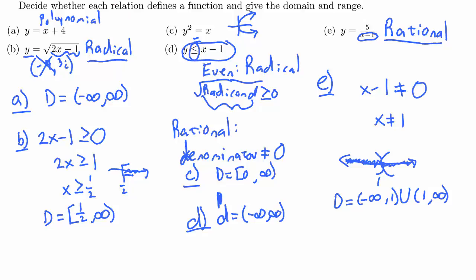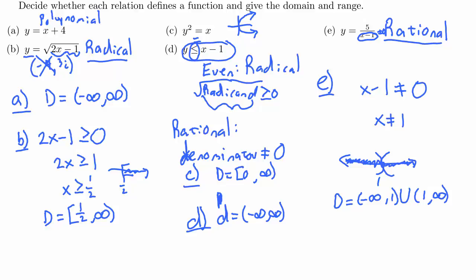For an even radical, whatever's underneath the radical, called the radicand, must be greater than or equal to 0. And for the rational, your denominator cannot equal 0. So in other words, that can't equal 0. That is your domain.